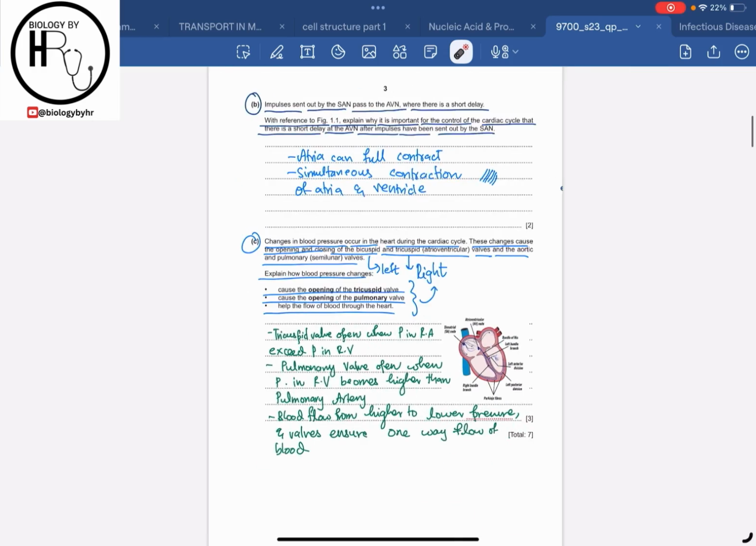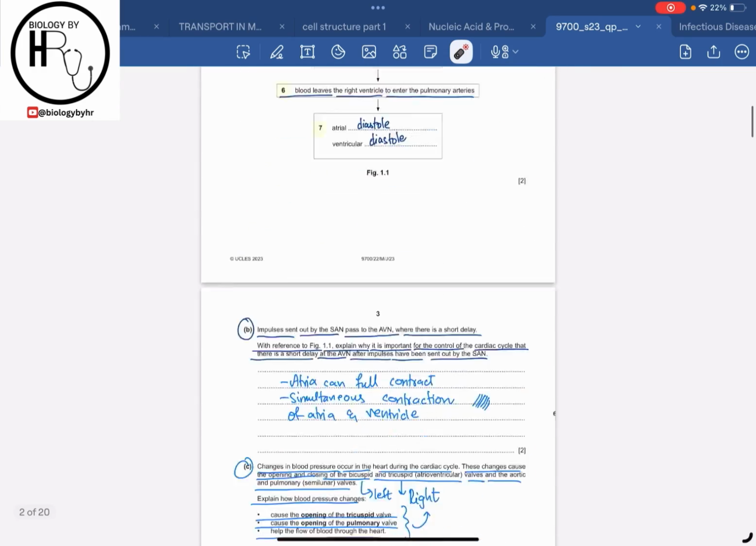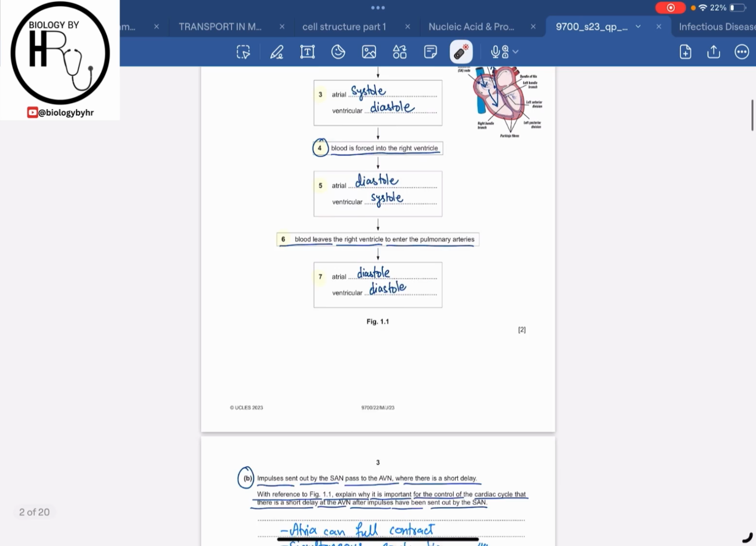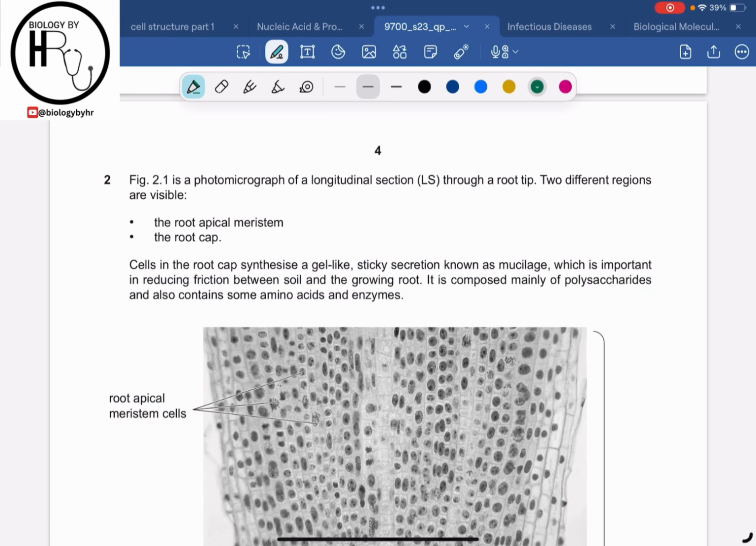Right, so this was all about question number 1. I hope that it is clear to you guys. Now let's move on to question number 2 of this paper. Question number 2 says that figure 2.1 is a photomicrograph of a longitudinal section through a root tip. Two different regions are visible.